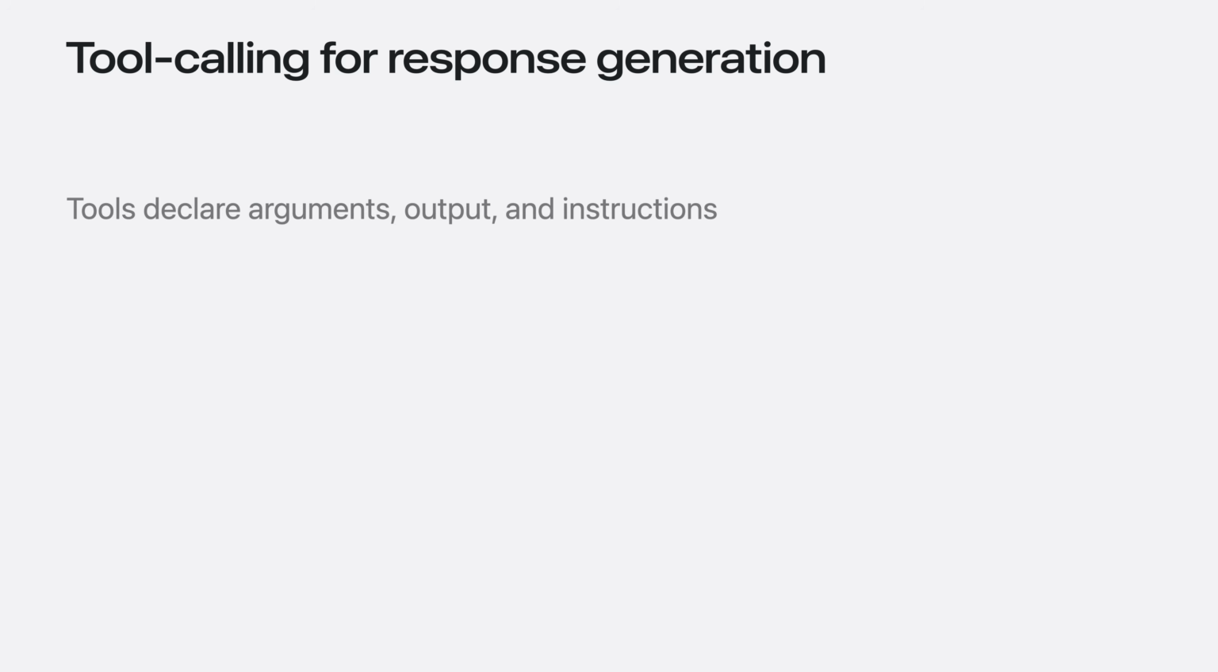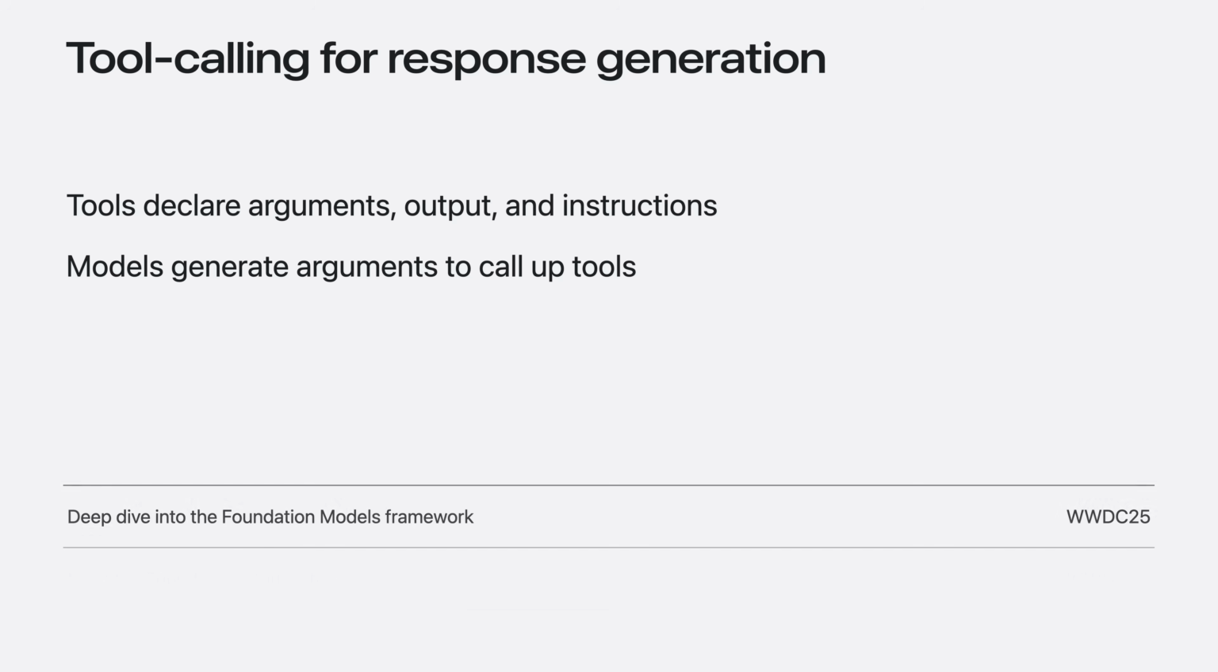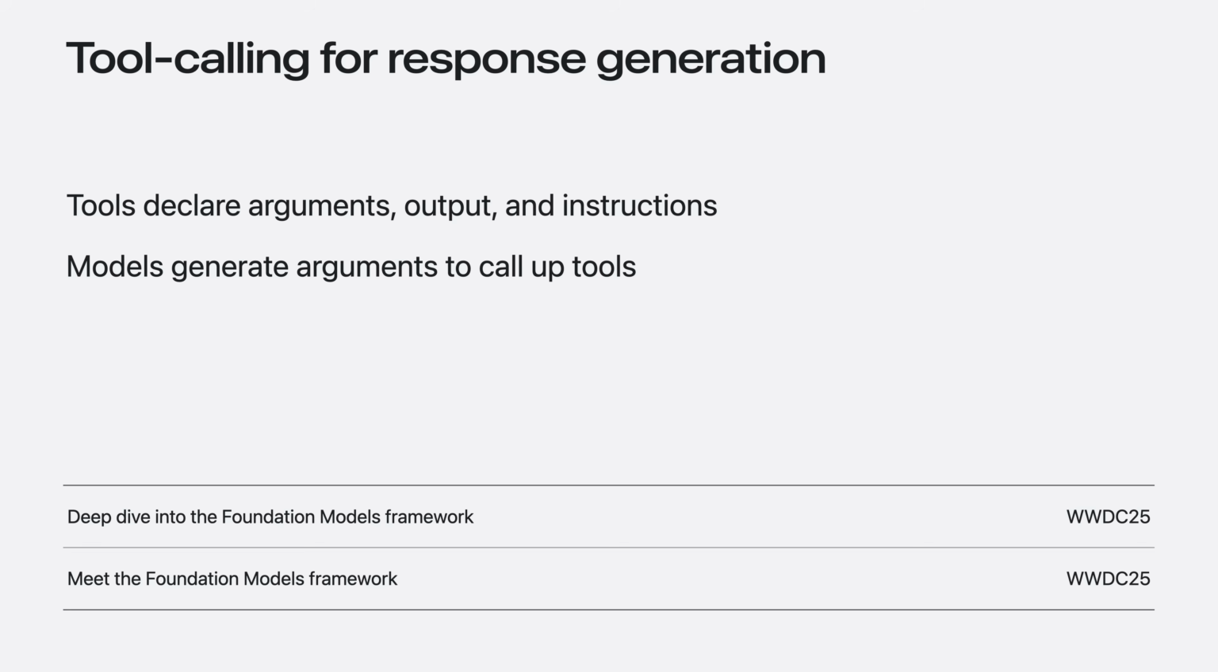A tool works by declaring its arguments and output, along with some instructions on what the tool does. And then, when the model decides it needs to use a tool, it will simply generate the arguments to call up that tool and use that output for response generation. If you haven't already, there are some great sessions, such as the deep dive into the Foundation Models framework, to learn more about how tool calling works.